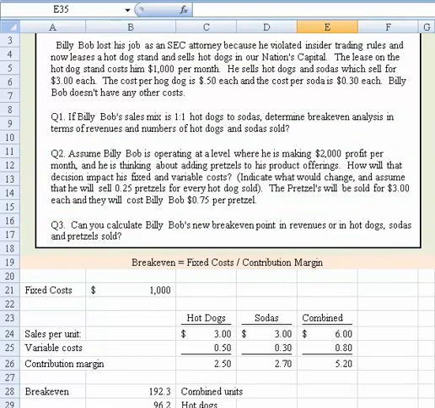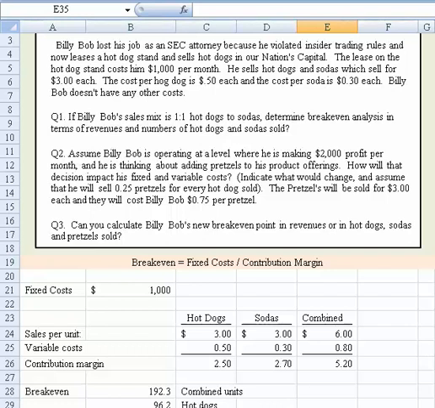All right, now question 2 says, assume Billy Bob is operating at a level where he's making $2,000 profit per month, and he's thinking about adding pretzels to his product offering. How will that decision impact his fixed and variable costs? Indicate what would change and assume that he will sell 25% pretzels for every hot dog sold. Well, the point of quite a bit of the background information here is that he's operating slightly above break even, right? $2,000 per month.